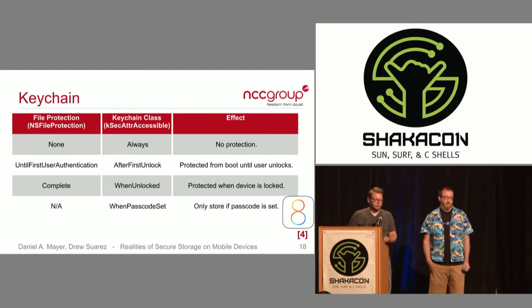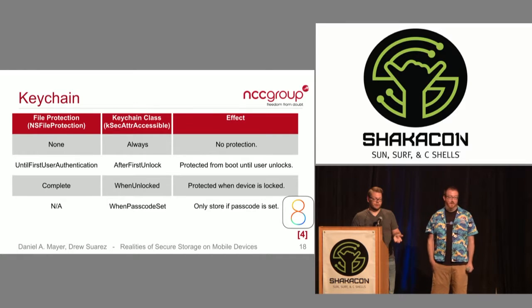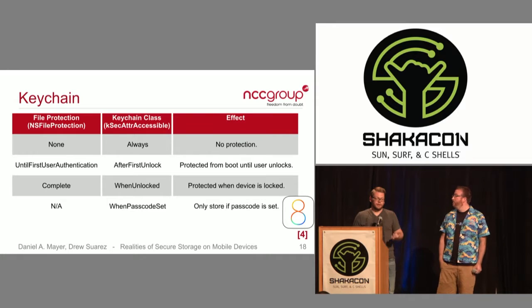Internally, it looks very similar to what we just talked about for file encryption. On the left side here, you have the list of the three categories for file encryption, and the middle column is the equivalent keychain class. They also have nice long names: accessible always, after first unlock, or when unlocked. And I think they're a little bit more intuitive, but they're exactly what you'd expect from the correlation with the file system ones. There's an additional category called when passcode set.